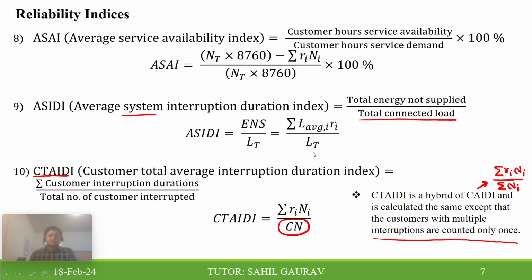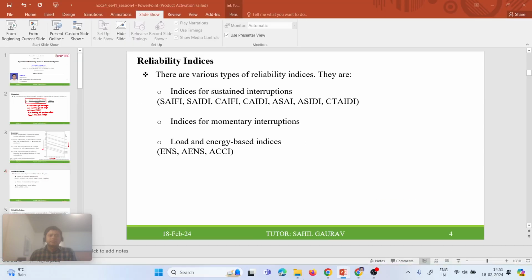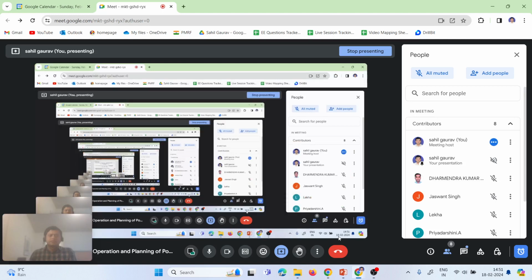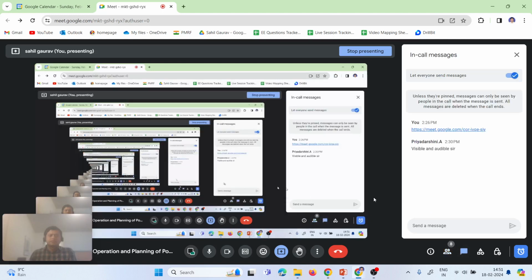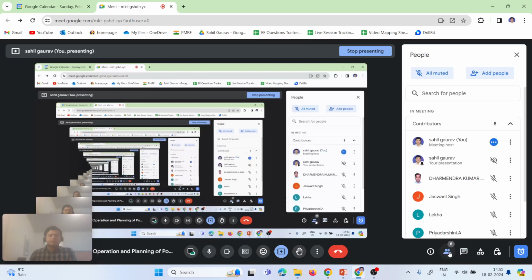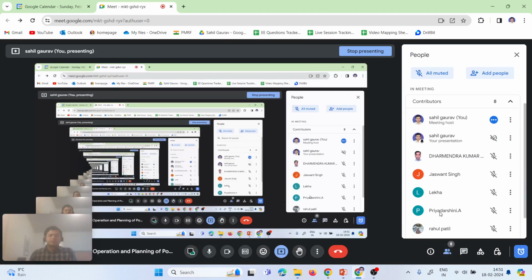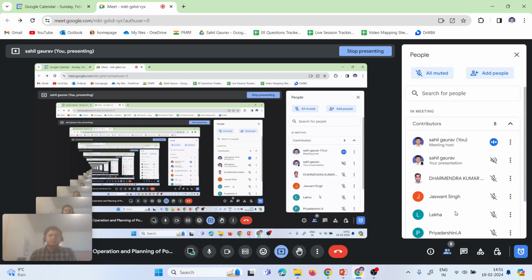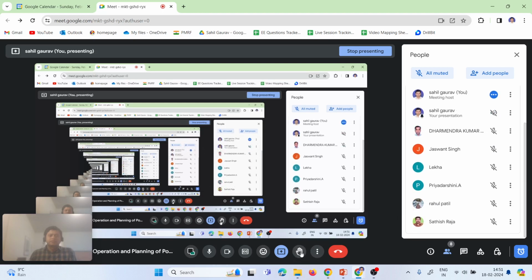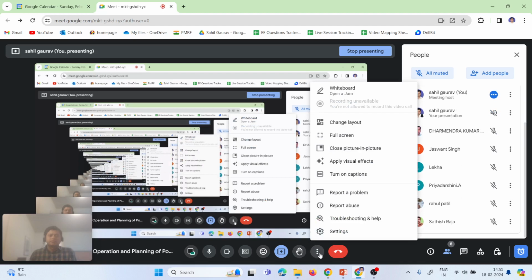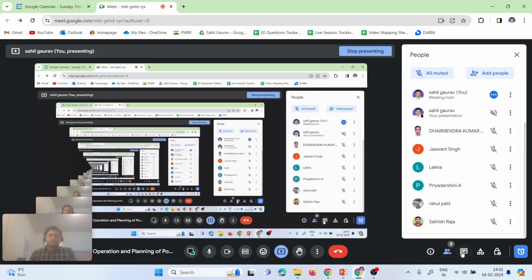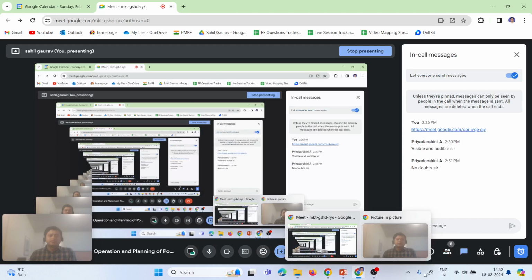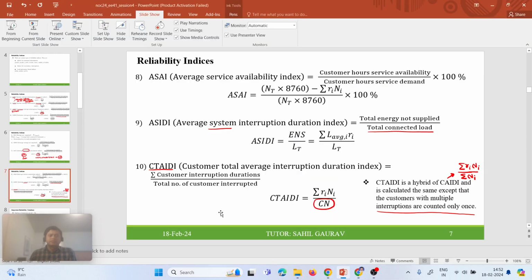Still any doubt here? Dharmender, Jaswant, Lekha, Priyadarshini, Rahul Patil, Satish. Some new attendance today. Till here any doubt? Okay, Priyadarshini, no doubt. Thank you. So we can move forward.